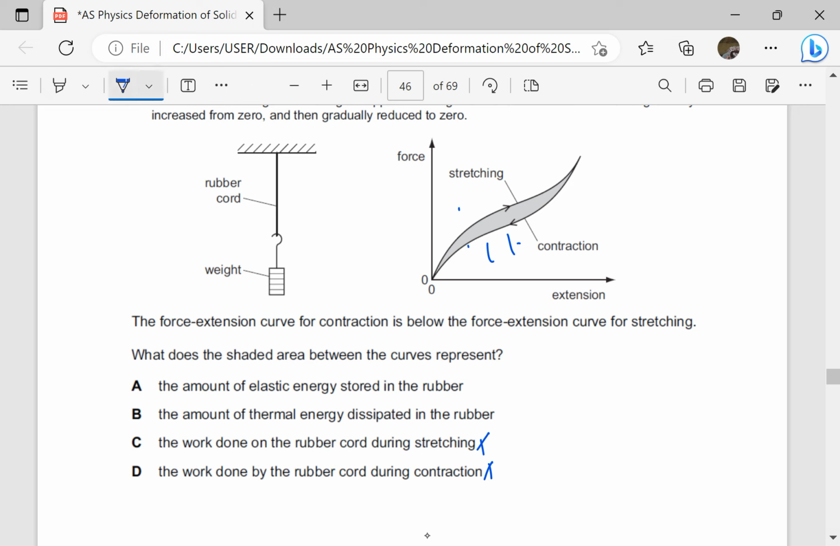Let me read it again. The force extension curve for contraction is below the force extension curve for stretching. What does the shaded area between the curves represent? The amount of elastic energy stored in the rubber. That is wrong. The answer is B. The amount of thermal energy dissipated in the rubber, that is going to be the area in that part, because that is the energy which is not returned.